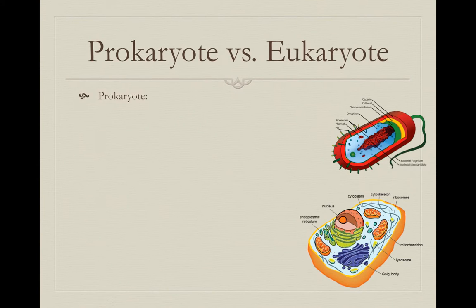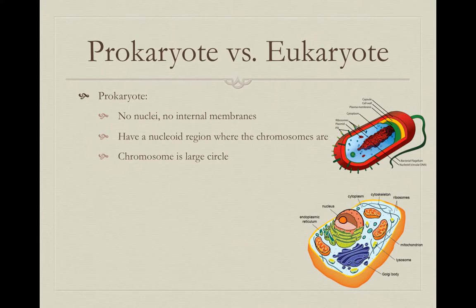Prokaryote versus eukaryote. In a prokaryote, there's no nucleus and no internal membranes. There's really no actual nucleus in a prokaryote, and that's the main difference between a prokaryote and a eukaryote. They also have a nucleoid region, however, which is where the chromosome is located. And the chromosome is actually just a really large circle. It's not coiled up into chromosomes like we see in human cells. It's just one large circle. A good example of a prokaryote is bacteria.